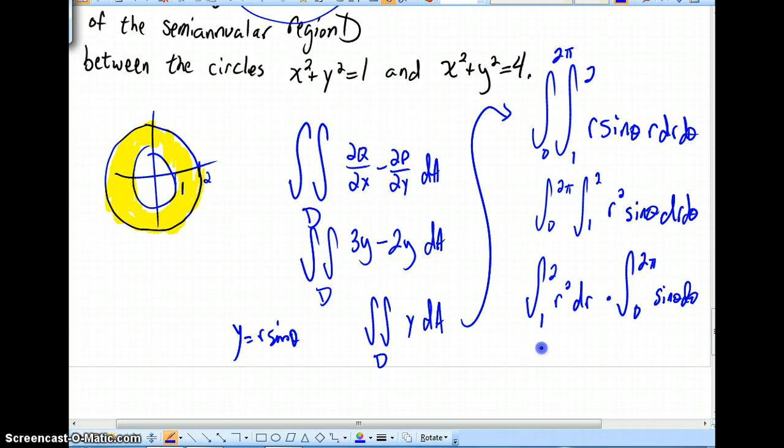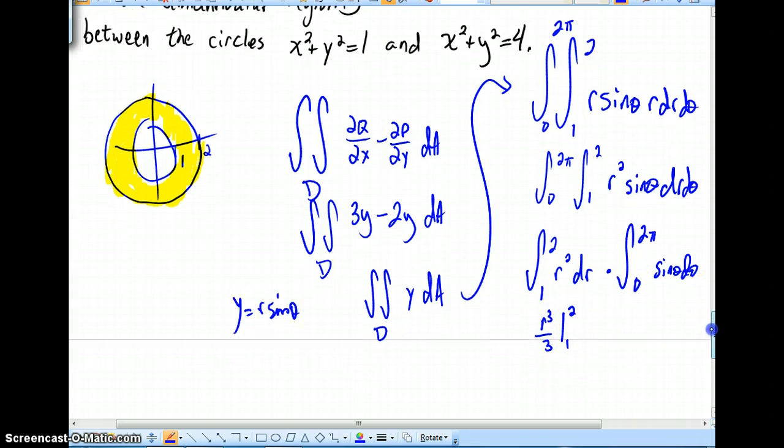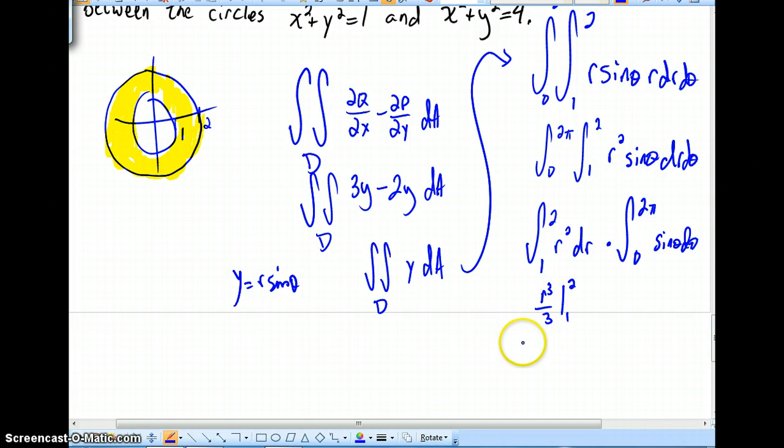Antiderivative of r squared is r cubed over 3. And we can evaluate that between 2 and 1. Well, plug in a 2, 2 cubed is 8, so we'd get 8/3. Plug in a 1, we'd get 1/3. So this is going to be 7/3. We'll work that out in just a moment.